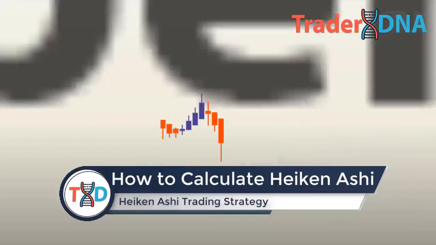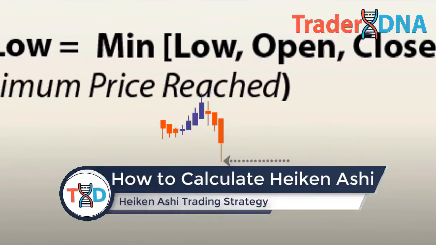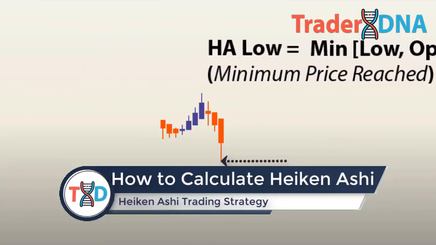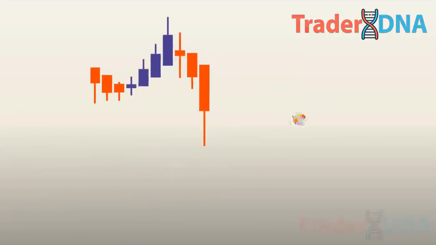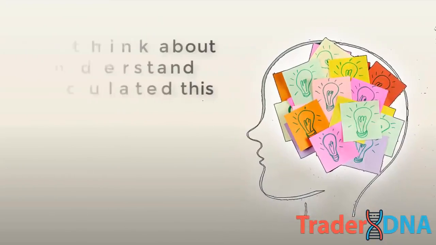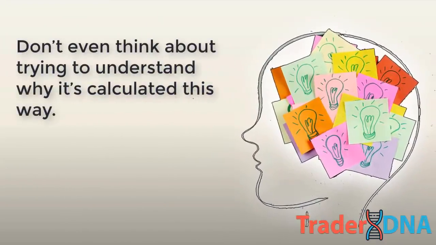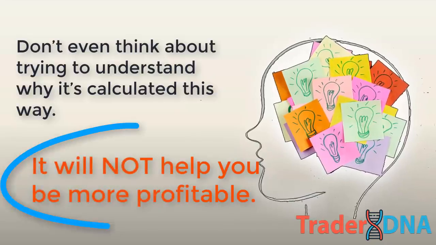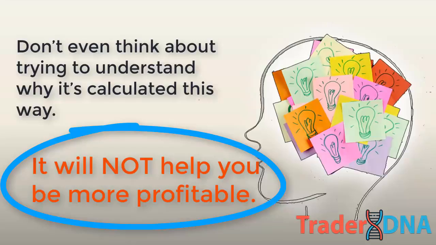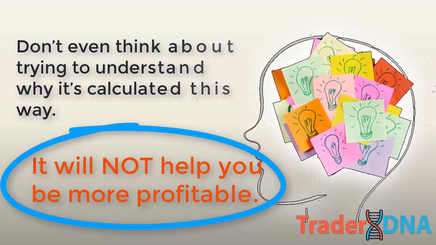Heiken Ashi low equals lowest of low, close, and open. By the way, please don't bother to memorize this formula. And don't even think about trying to understand why it's calculated this way. It will not help you be more profitable or help you become profitable at all. Just understand that it's meant to help you identify trends better in the market.